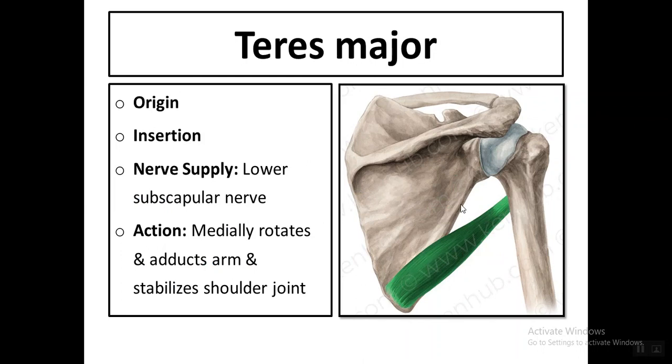Teres major takes origin from the lateral border of the scapula, from the lower one-third of the lateral border, and it goes anteriorly to be inserted into the medial lip of the bicipital groove. The nerve supply is from the lower subscapular nerve. The action is to medially rotate and adduct the arm, medial rotation and adduction of the arm, and it stabilizes the shoulder joint.